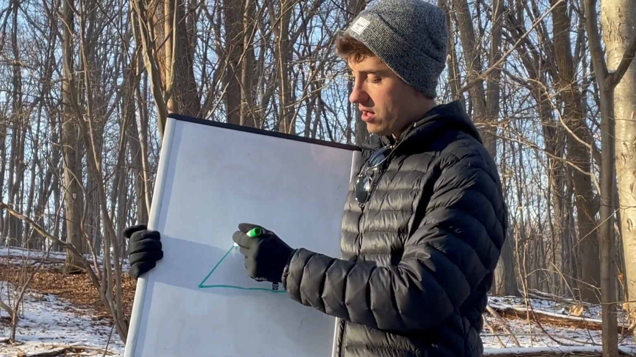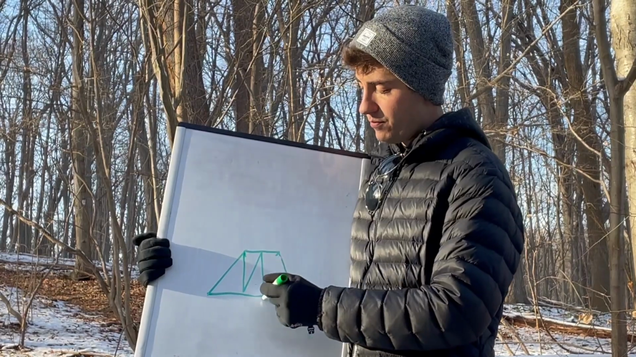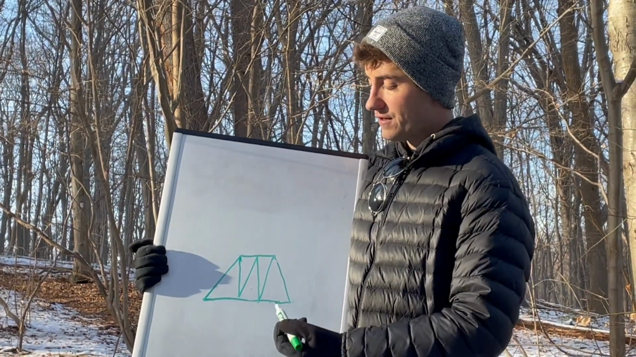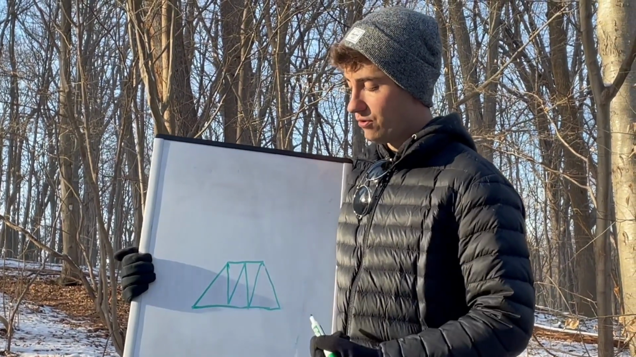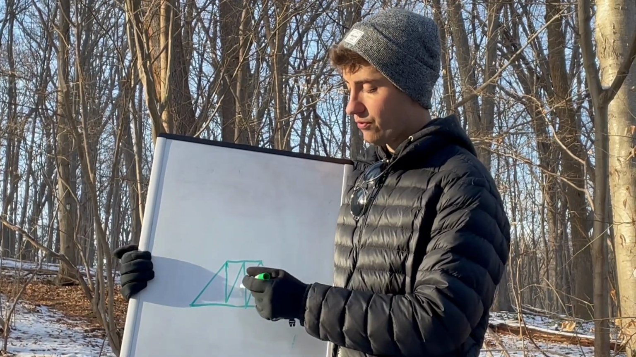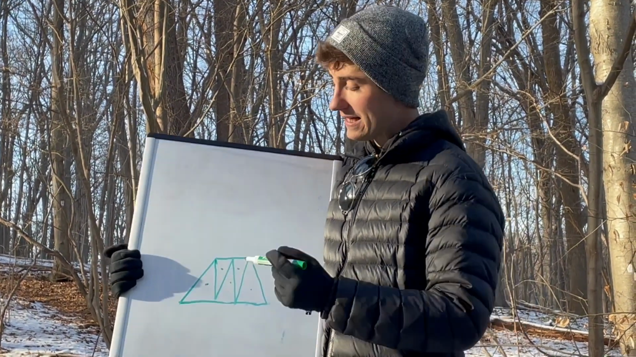I can go boop, boop, boop, boop. And so what we've done is we've turned a trapezoid with 3 acute triangles into a trapezoid with 1, 2, 3, 4, 5 acute triangles. And I can keep doing this.